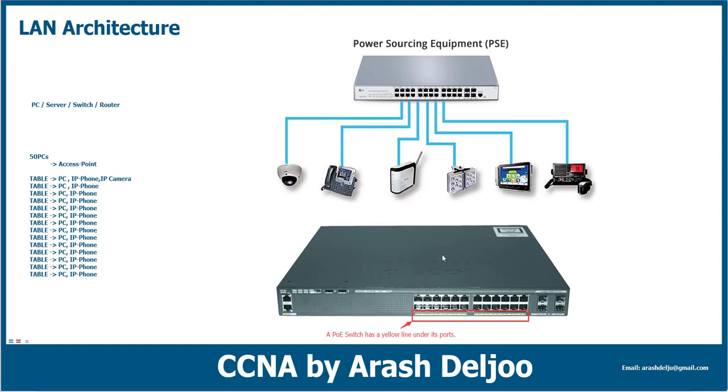Also in the switch that supports Power over Ethernet, here you can see one statement about PoE, for example, PoE or PoE plus supported. And after that, here you can see a yellow line. Okay, this yellow line under the ports means these ports are the PoE ports, and you can use these ports for giving PoE to the other device. Also here you will see the PoE label. This means that this device is a PoE capable device.